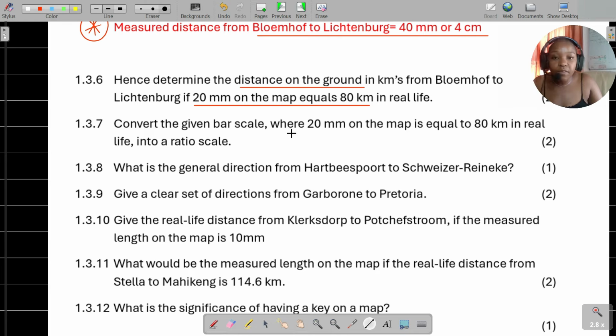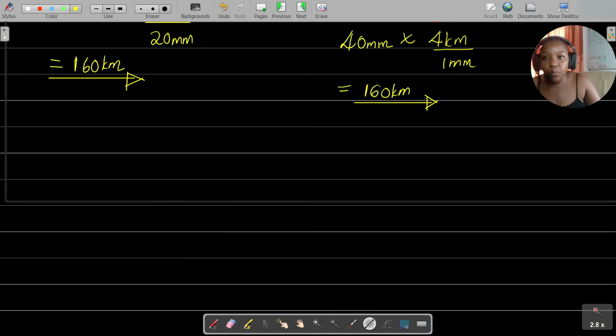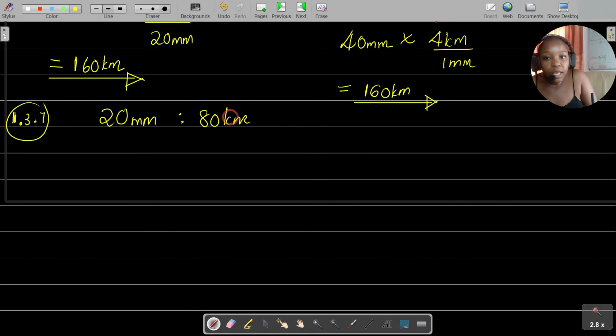It says, convert the given bar scale, 20 millimeters on the map is equal to 80 kilometers in real life, into a ratio scale. So remember in the previous activity or video tutorials, I showed you how you need to go about converting a bar scale or a line scale into a ratio scale, right? So we start off by writing that 20 millimeters is to 80 kilometers. If you want to convert this into a ratio scale, remember what I did there. I gave you examples that you can refer back to, right? That a ratio scale is written in the form of 1 is to something.